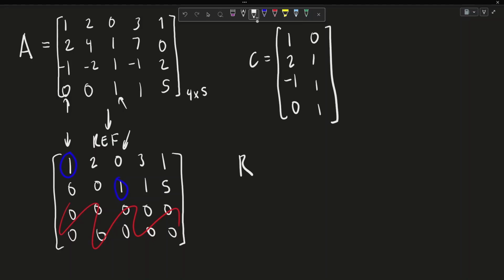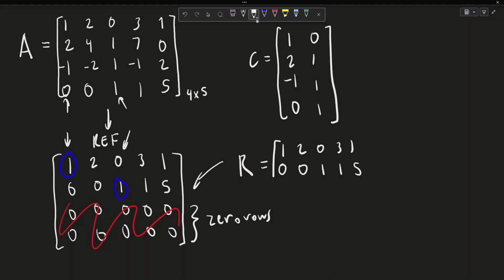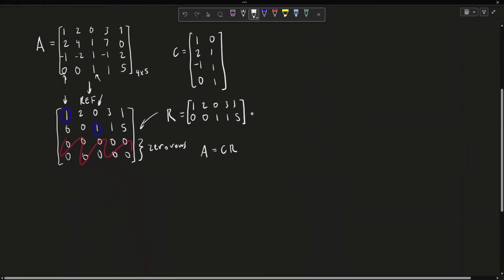R now is taken directly from the row echelon form of the matrix A. Since we have two rows here that are both zero rows, we disregard them from the matrix R. And so R is constituted of 1, 2, 0, 3, 1, and 0, 0, 1, 1, 5. What this means is that A can be represented as the multiplication of the matrices C and R. Let's demonstrate this by multiplying out C and R.